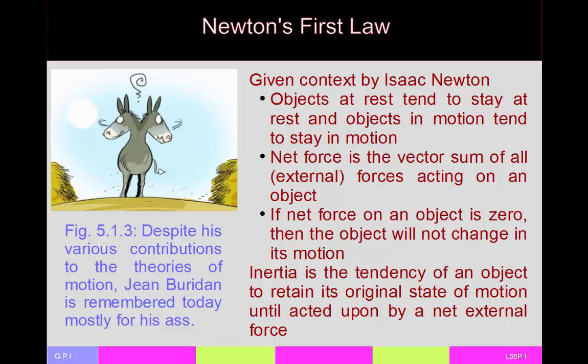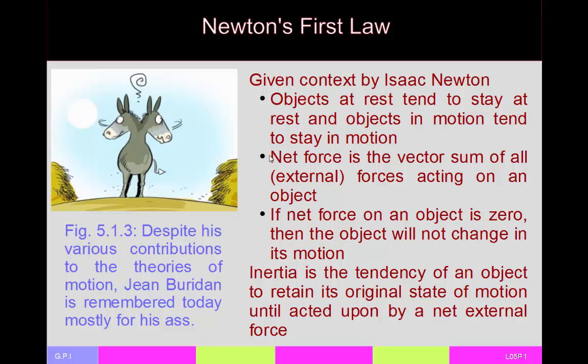So the correct way of saying it is that if no net force acts upon an object, or if the net force acting upon an object is zero, then the object will not change its motion. In other words, it will have no acceleration to its motion. It will neither speed up nor slow down nor change directions.